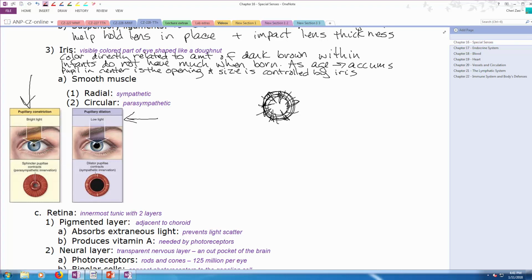So in our notes here, it says the radial muscles are controlled by the sympathetic nervous system. And remember, that makes the pupil larger. That makes sense. And the circular ones are controlled by the parasympathetic nervous system, which makes it smaller. When it's smaller, we're also going to talk about that being a part of the accommodation process. Things get closer to you and you're not afraid of them.